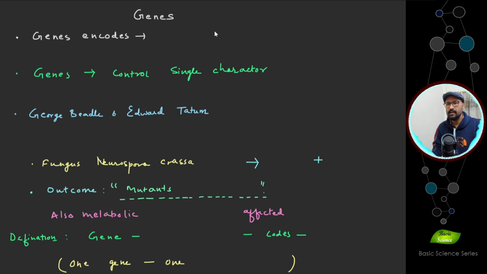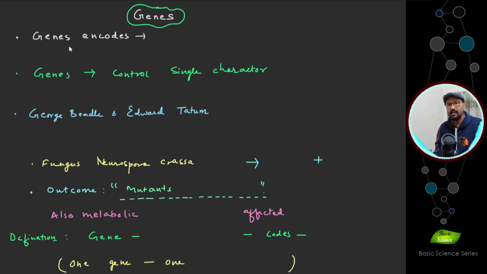So as you can see here, what we have is basically the genes. That is what I have written, the name of the topic, genes. So what is the concept of gene? That we'll try to understand. Who are the people that were working on this particular concept, and what was their work, how they have identified the molecular definition of the gene, and these are the points we will cover.